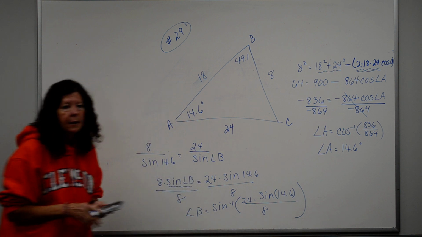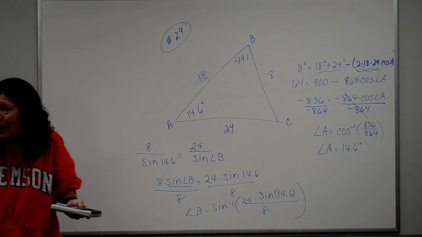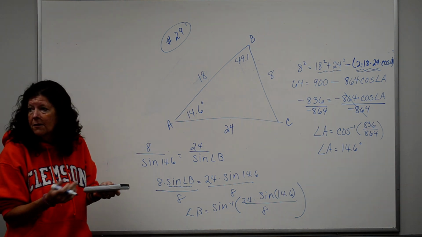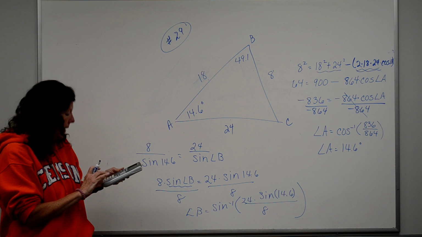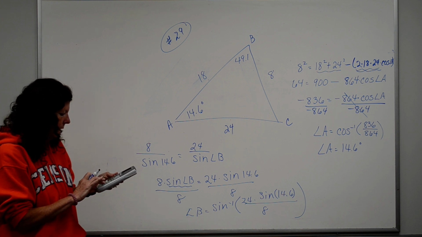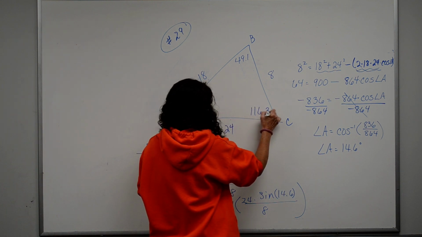Now, how would you find angle C? Subtract from 180. I would. Now, you don't have to do it that way. If you want to do it the hard way, go ahead and do either law of cosines or law of sines again. But 180 minus 49.1 minus 14.6 is going to give me 116.3.